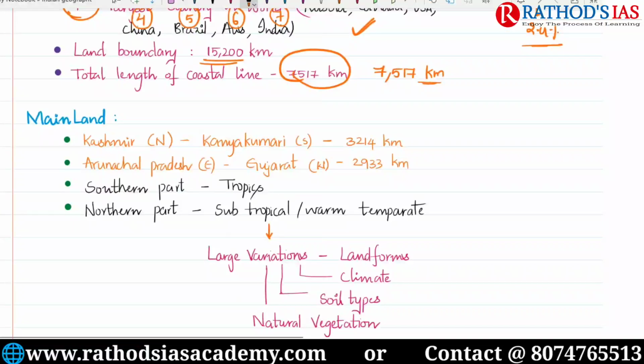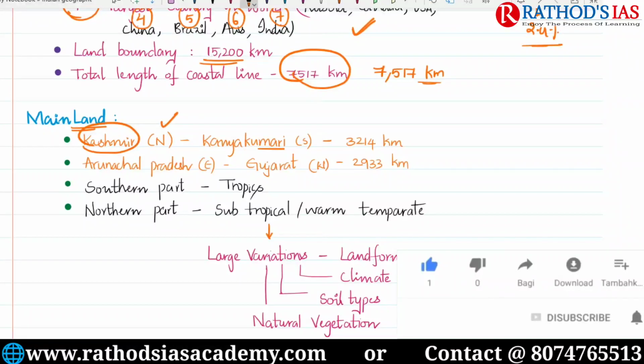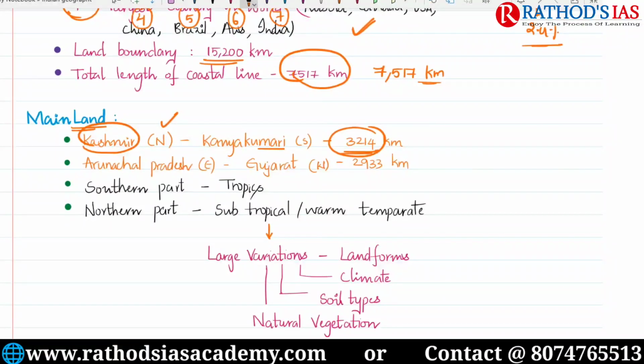And now let us move on to the mainland of our country. You have to see which is the northern state, which is the southern state, which is the eastern state, and which is the western state. The mainland of our country mainly extends from Kashmir in the north till Kanyakumari in the south. And the length here is 3,214 kilometers. So it is the north to south length.